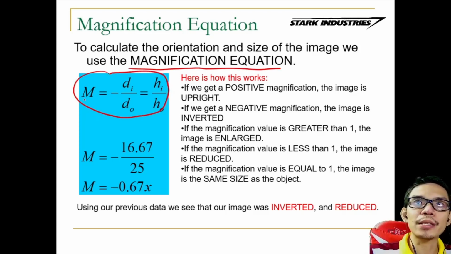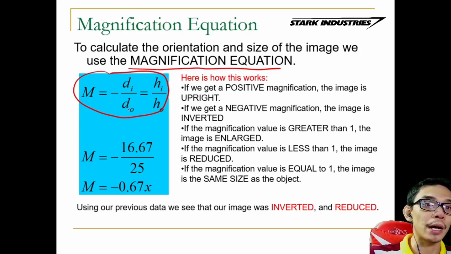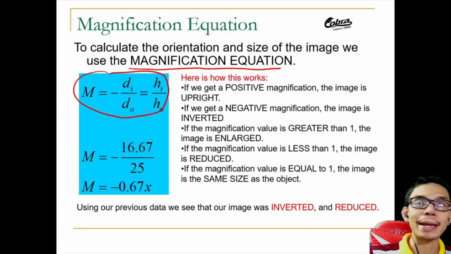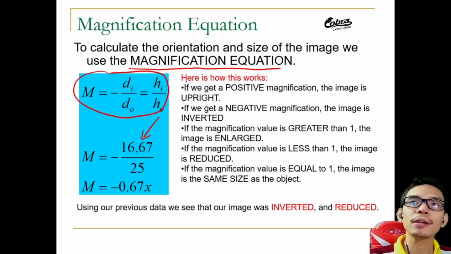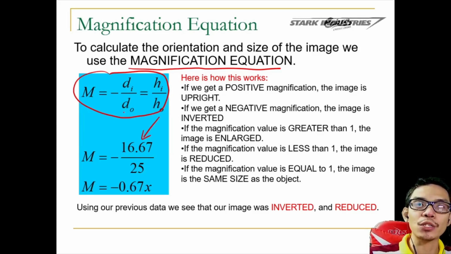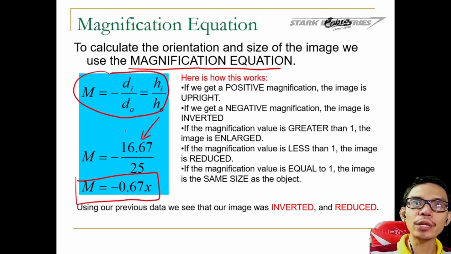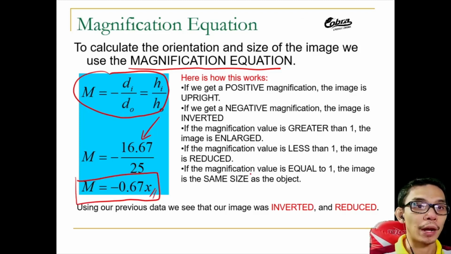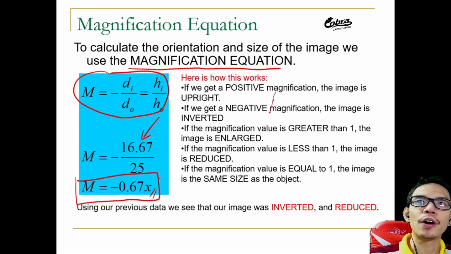Magnification is equal to the ratio of the distance of the image over the distance of the object. And also, magnification is the ratio of the height of the image and the height of the object. Now, remember the answer that we had earlier is negative 16.67. If we plug it into our equation, we get negative 16.67 divided by the distance of the object, which is 25. So we get negative 0.67x. The unit for magnification is x, which means that it is a factor.